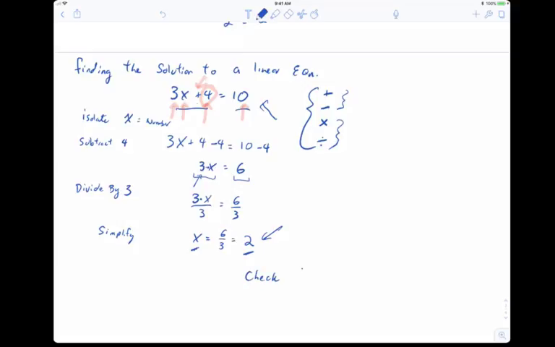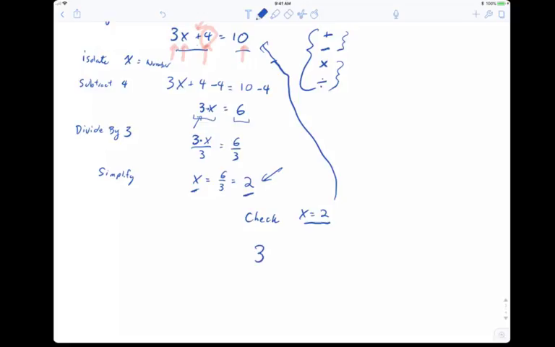It always pays to check. So I'm going to check my proposed solution that x is equal to 2 by putting it back in this equation. 3 times 2 plus 4 is equal to 10. 6 plus 4 is equal to 10. 10 is equal to 10. Hooray! It worked!